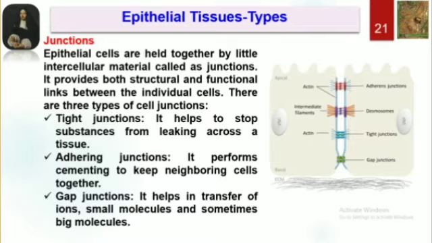In epithelial tissue, you will find some specialized junctions. The cells are held together by little intercellular matrix and material. That is called junctions. It provides both structural and functional links between the individual cells. There are three types of cell junctions. Tight junction helps to stop substances from leaking across a tissue. Adhering junction performs cementing to keep neighboring cells together. And the gap junction helps in transfer of ions, small molecules, and sometimes big molecules. So gap junction, tight junction, and adhering junction.